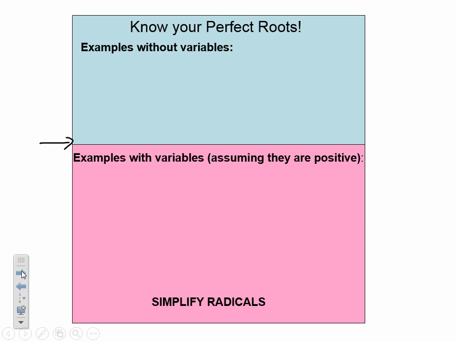We're going to do some examples without variables, without letters, and then we're going to do some with variables. And we're going to do 4 of each. So if you wanted to, you could divide it into 4 regions. You could number them. We're going to look at 4 examples without variables and 4 examples with variables. Get those numbered, and here we go.